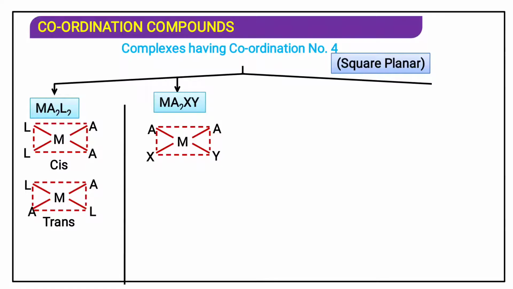Now here in another case we will see where we have A2, meaning A will be the same ligand twice, and X and Y, meaning we will have different kinds of ligand.